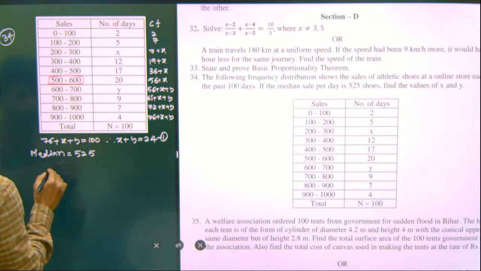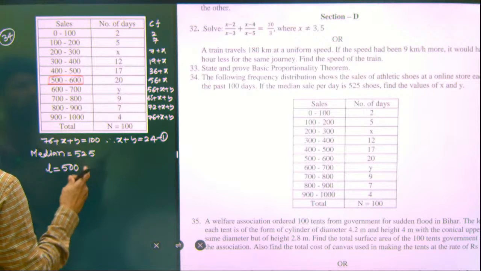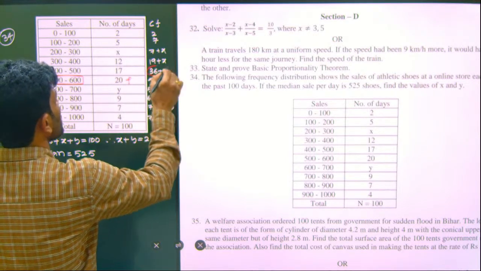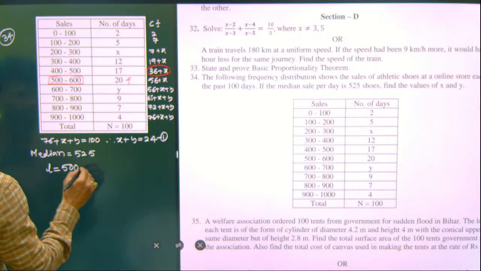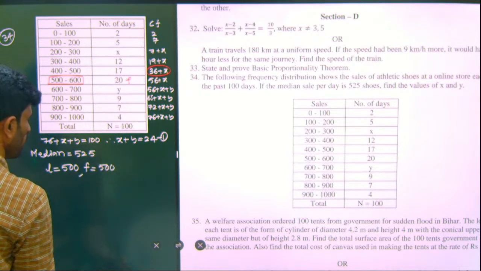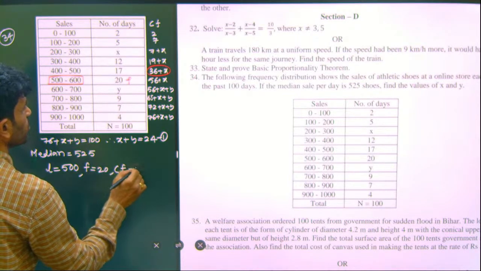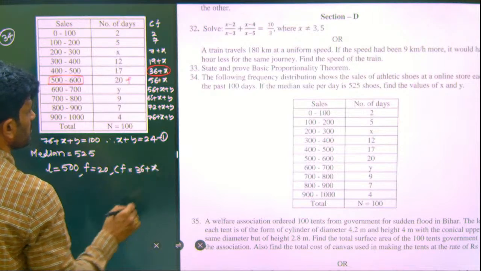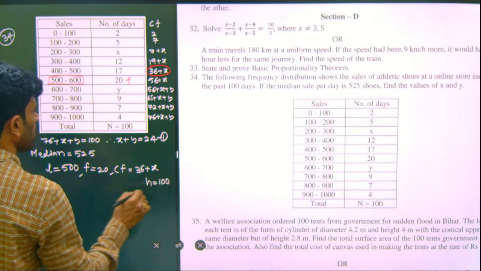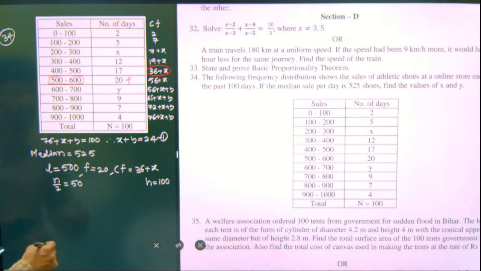Then the lower boundary is equal to 500, frequency F is equal to 20, cumulative frequency CF is equal to 36 plus x, and H is equal to 100. N by 2 is equal to 50. You have to substitute all these in the formula.